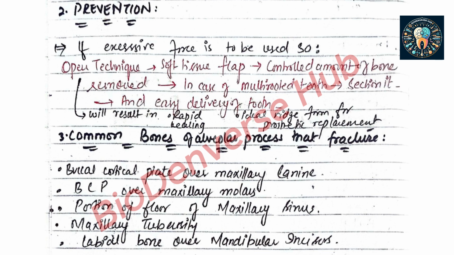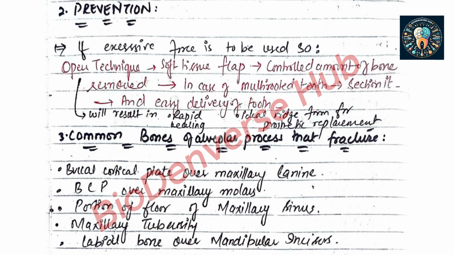So common bones of the alveolar process that fracture include the buccal cortical plate over the maxillary canine. So the buccal cortical plate over the maxillary canine is the most common bone of the alveolar process that will fracture. Secondly, the buccal cortical plate over the maxillary molar, then a portion of the floor of the maxillary sinus, the maxillary tuberosity, and the labial bone over the mandibular incisors. So these were some important and common bones that could be fractured as a result of the excessive pressure application.